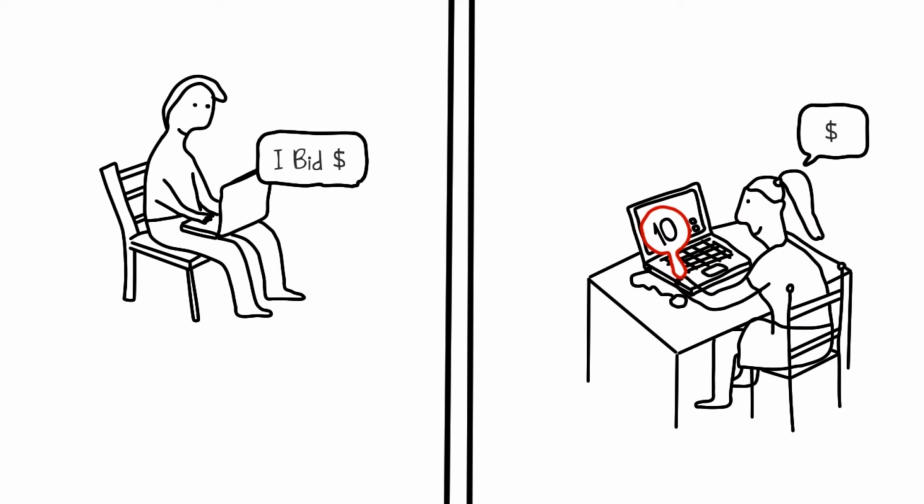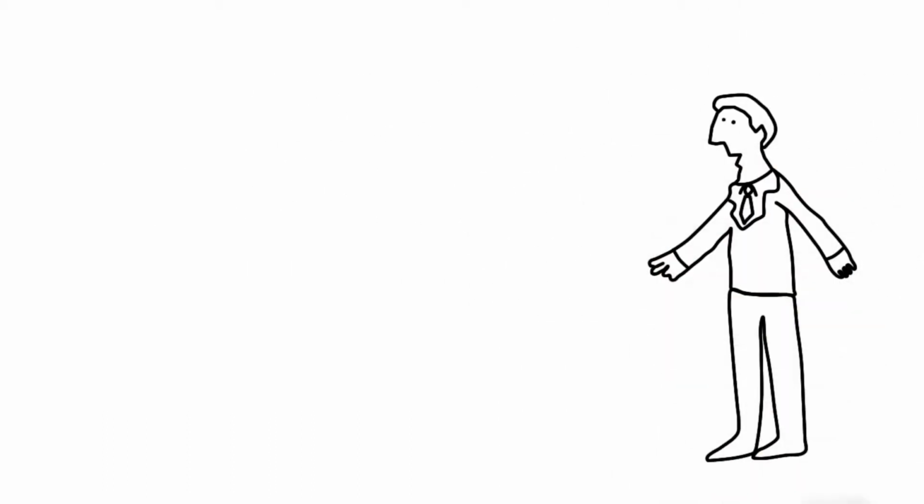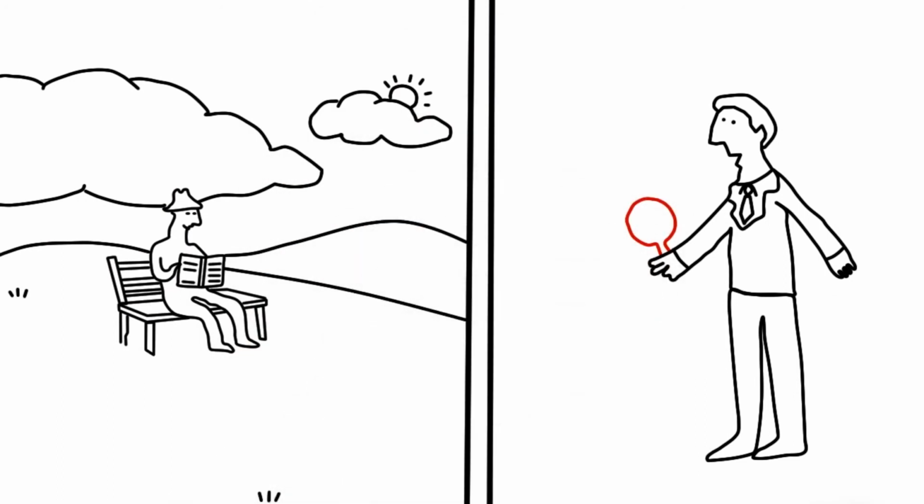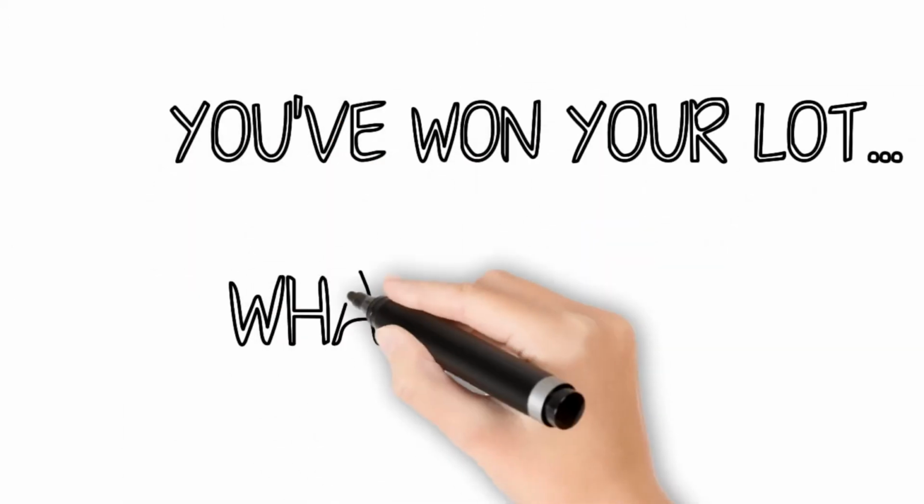If you can't attend the auction in person, you can place an absentee bid. An absentee bid is for people who would just like to leave a maximum bid with us, like on eBay. The auctioneer will keep bidding for you until you've either won or another person has outbid you. You've won your lot. What to do next?